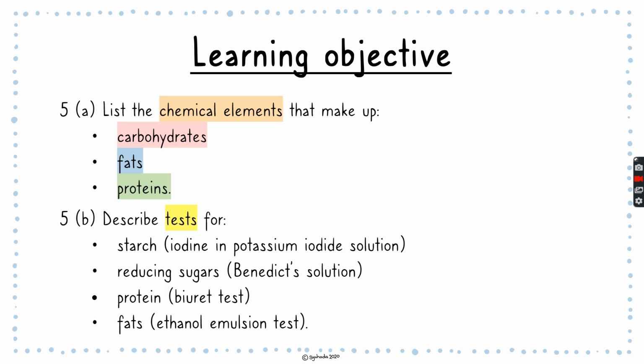So the last test is the fat ethanol emulsion test, and we're going to look at it later. So if you've watched the first video, then you would know that we have talked about the chemical elements that make up protein.